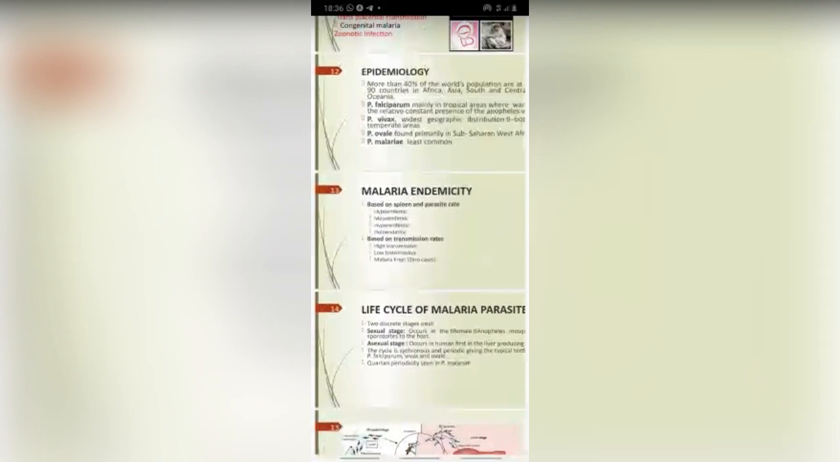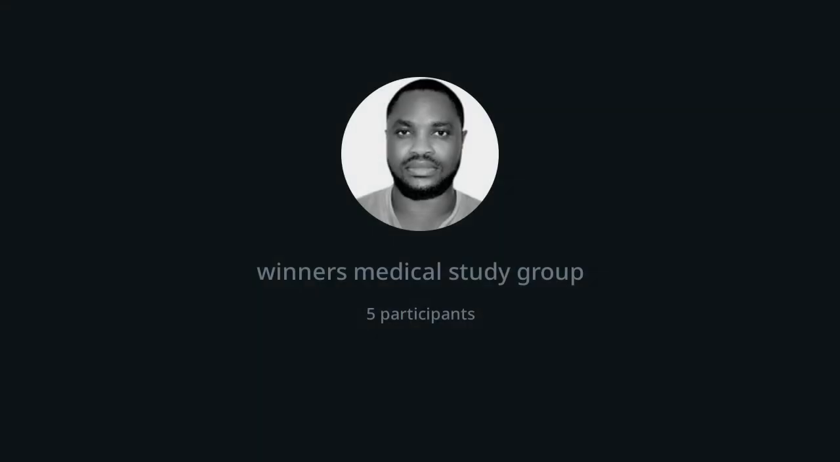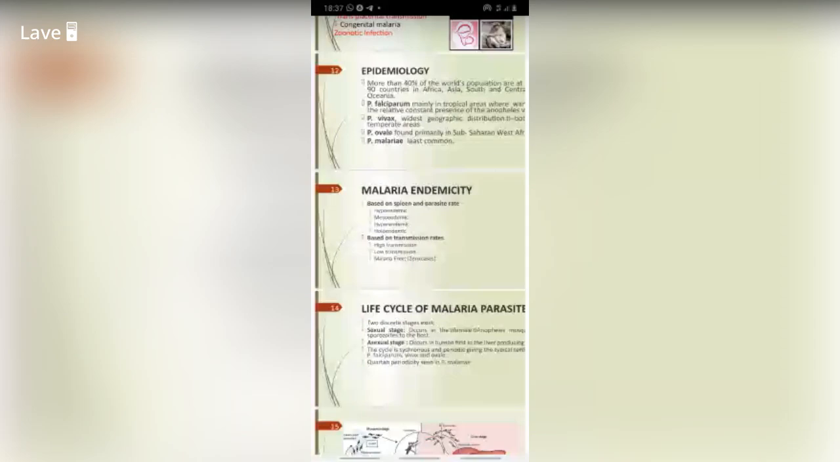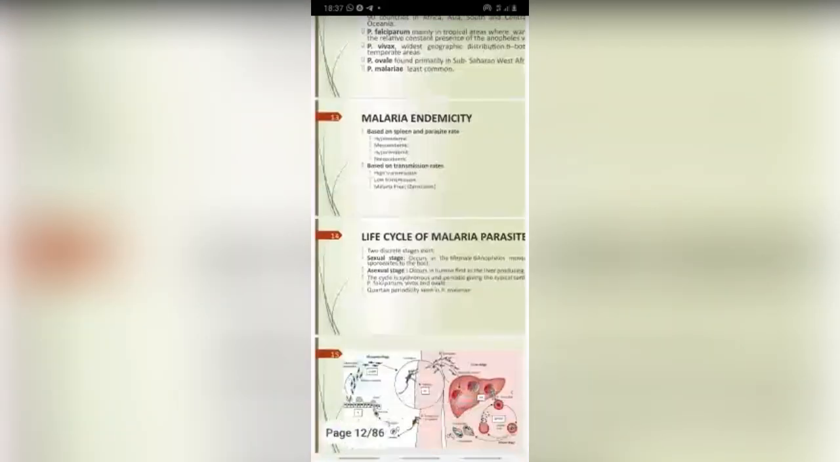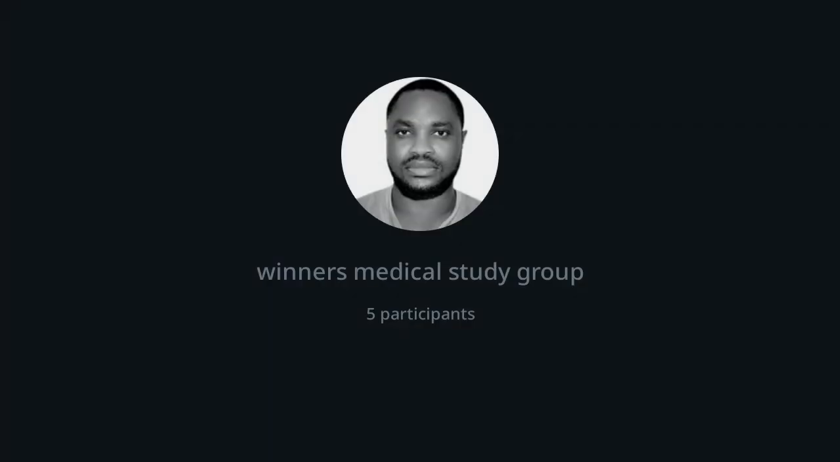A bit on the epidemiology. More than 40% of the world's population is at risk of malaria. About 90 countries are affected, in Africa, other parts of Asia, and South and Central America. P. falciparum occurs mainly in tropical areas, where warm weather is good for the breeding of the mosquito, so that favors transmission of the disease. Vivax has a wider geographical distribution in both tropical and temperate regions. Ovale is found in sub-Saharan Africa, and P. malariae is the least common in terms of coverage and epidemiology.